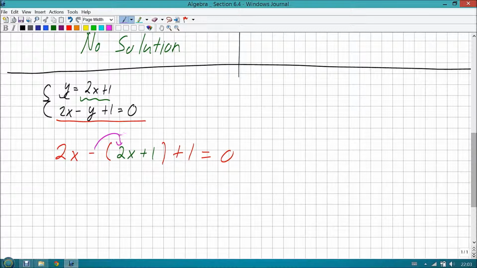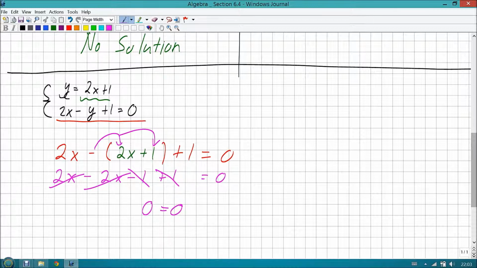And then we do our fancy arithmetic. The negative gets distributed to everything on the inside of our parentheses. So on the next line I write down 2x minus 2x minus 1 plus 1 is equal to 0. And at this point you're probably saying, Mr. O'Neill, there's nothing left. The 2x's cancel each other out, the 1's cancel each other out, I am left with 0 is equal to 0.